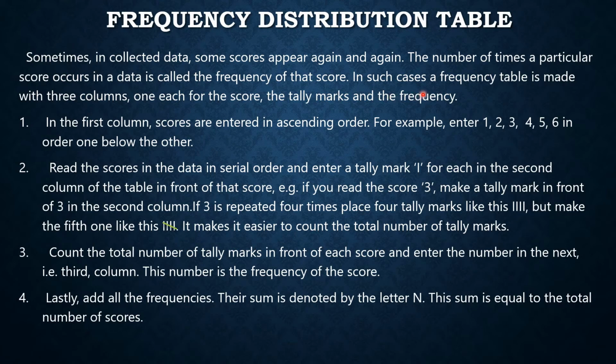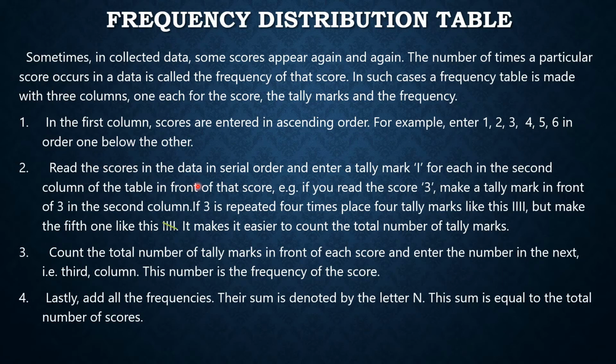In such cases, a frequency table is made with 3 columns, one each for the score, the tally marks and the frequency. In the first column, the scores are entered in ascending order. For example, enter 1, 2, 3, 4, 5, 6 in order, one below the other.